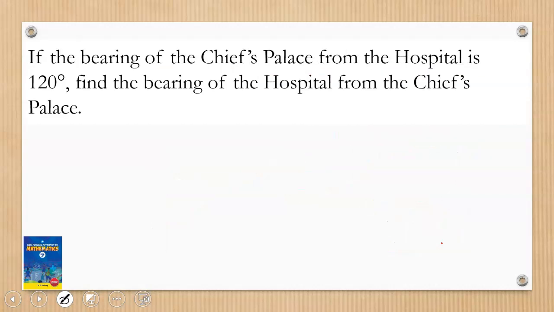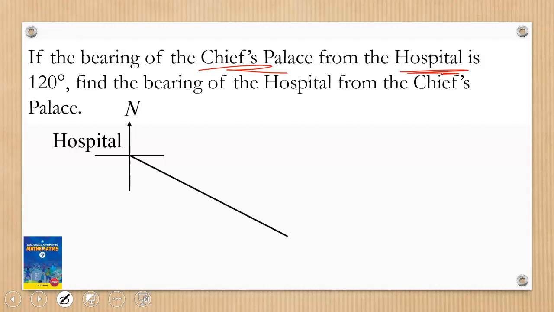Second one, if the bearing of the chief's palace from the hospital is 120 degrees, find the bearing of the hospital from the chief's palace. And again, we are at the hospital because the question is the bearing of the chief's palace from the hospital. So from the hospital should come first. So from the hospital, we go to the chief's palace, right? Good.